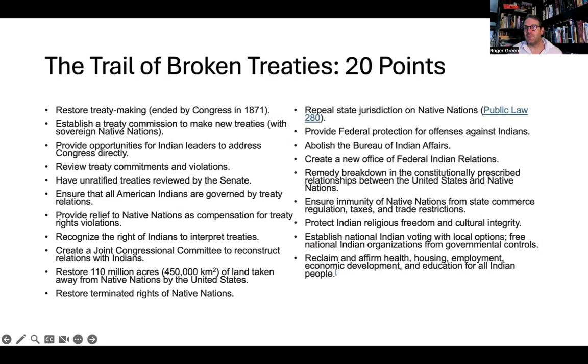repeal state jurisdiction on Native tribes, which they never should have had anyway, according to the U.S. Constitution, provide federal protection for offenses against Indians, abolish the Bureau of Indian Affairs, create a new Office of Federal Indian Relations, remedy a breakdown in constitutionally prescribed relationships between the United States and Native nations, ensure immunity of Native nations from state commerce regulation, taxes, and trade restrictions, protect Indian religious freedom and cultural integrity, establish national Indian voting within local options, free national Indian organizations from government controls, and reclaim and affirm the health, housing, employment, economic development, and education for all Indian peoples.